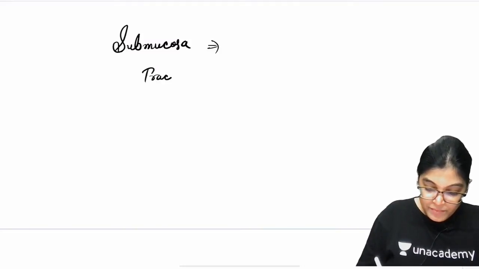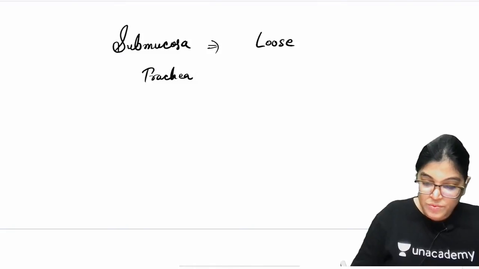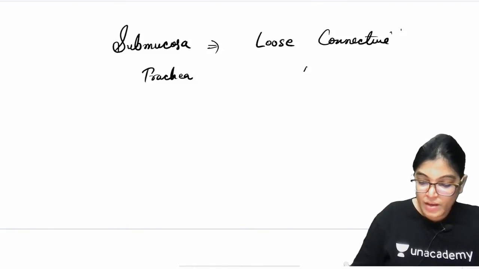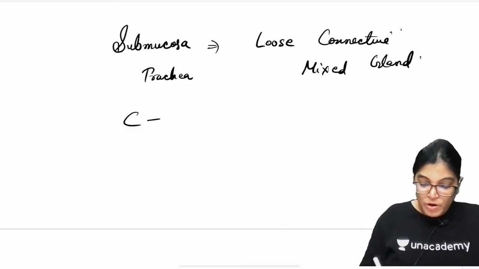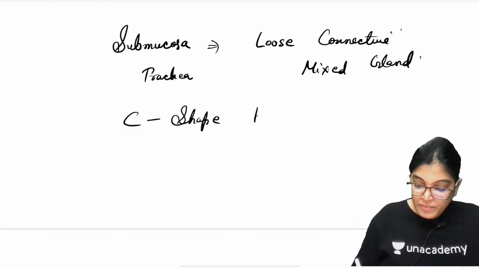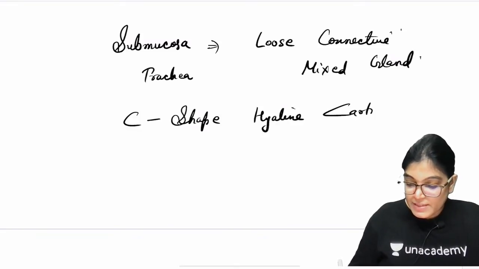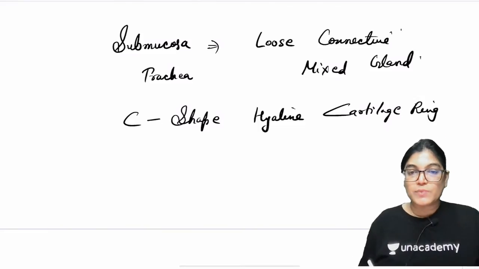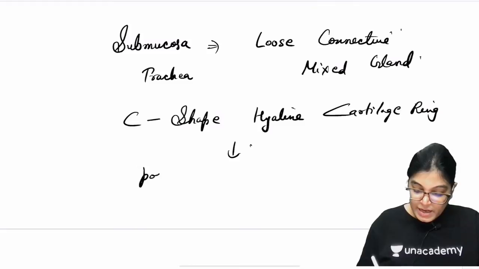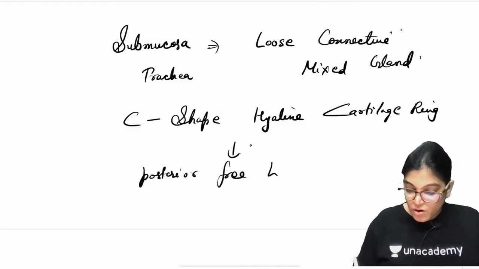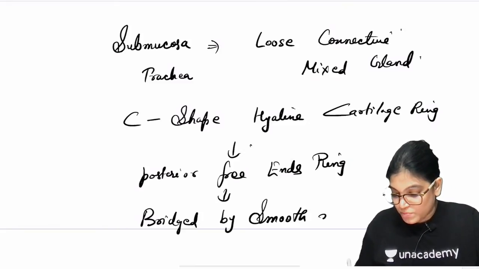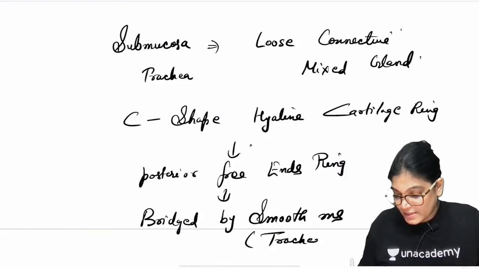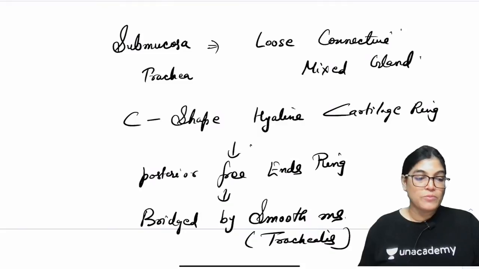the submucosa layer of trachea is containing loose connective tissue and mixed glands. What is mixed gland? Means both serous and mucus variety. Also, the other important point of identification is C-shaped hyaline cartilage rings, and the posterior free ends of the ring are bridged by smooth muscle, and the name of that muscle is trachealis.